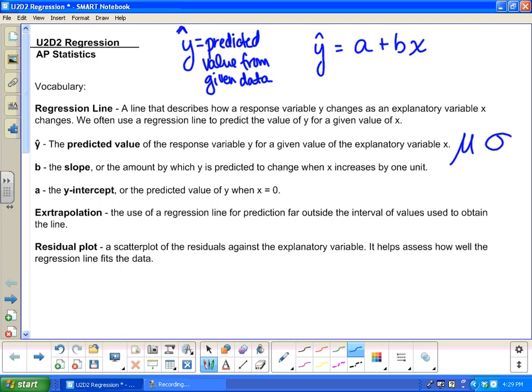When we make it go on to the whole population, then we would take the hat off that y. Just y by itself would be for the population. Y hat is for a sample. AP is really picky. They always want you to put that hat on your y, and if you don't, you could get points taken off.